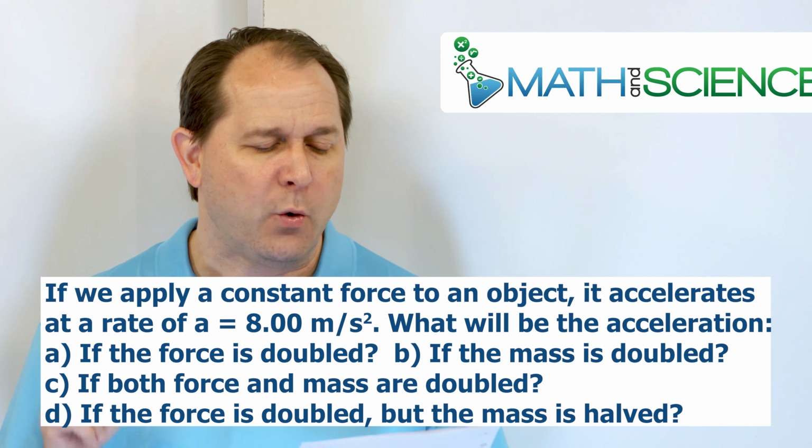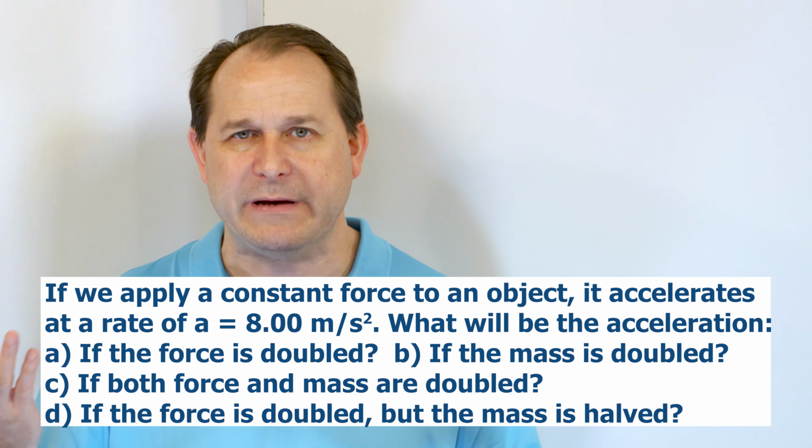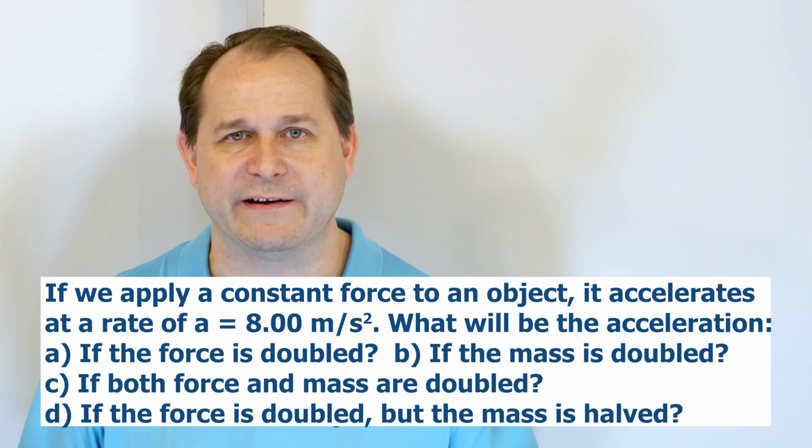Personally, I hated these problems whenever I had to deal with them the first time. Because you see, the only number they give you in the whole problem is that the acceleration is 8.0 meters per second squared. And they're asking you, how does the acceleration change, or how does it differ from this baseline of 8 meters per second squared when I change various things?